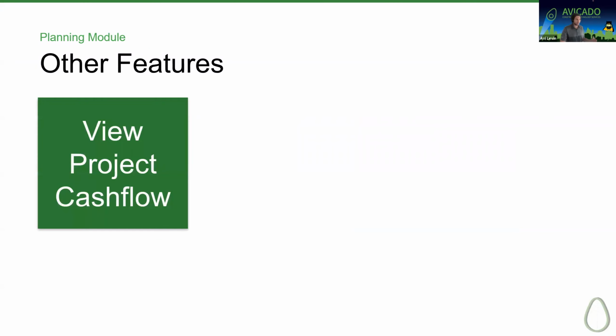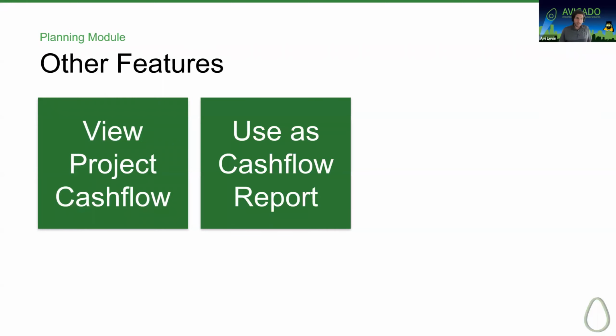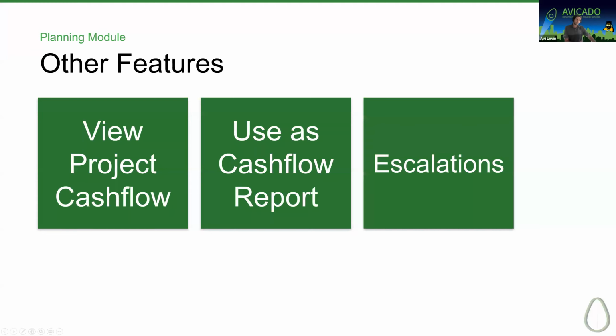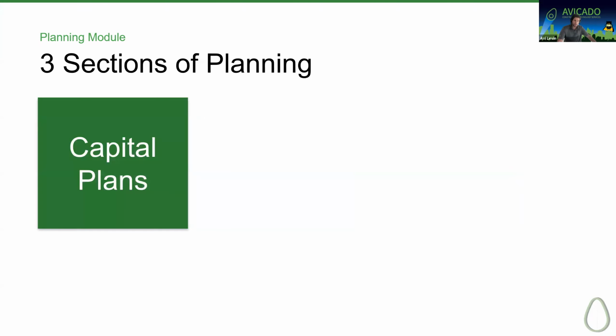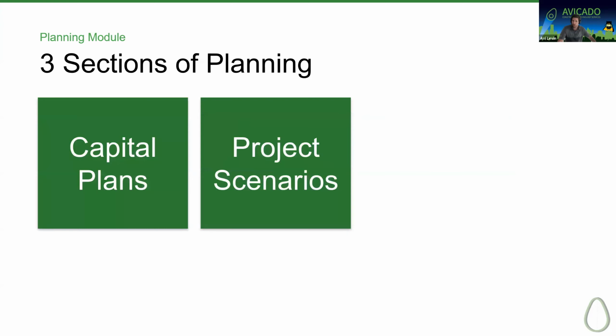So, some other features we just discussed: view project cash flow. Double click the blue line on any of the projects, and you can view that project's cash flow. You can use it as a cash flow report. We showed that in the planning module, and also if you build a dashboard or a standard report. And then the escalations feature is important. If you're doing a 10-year, 15-year capital plan, you're going to need to put in your escalations for it to be accurate. So to circle everything back up, essentially the three sections of planning are capital plans, project scenarios, and reporting.